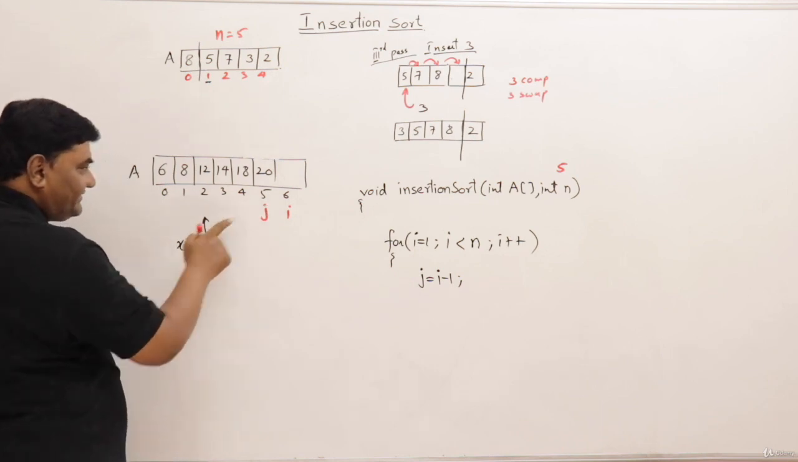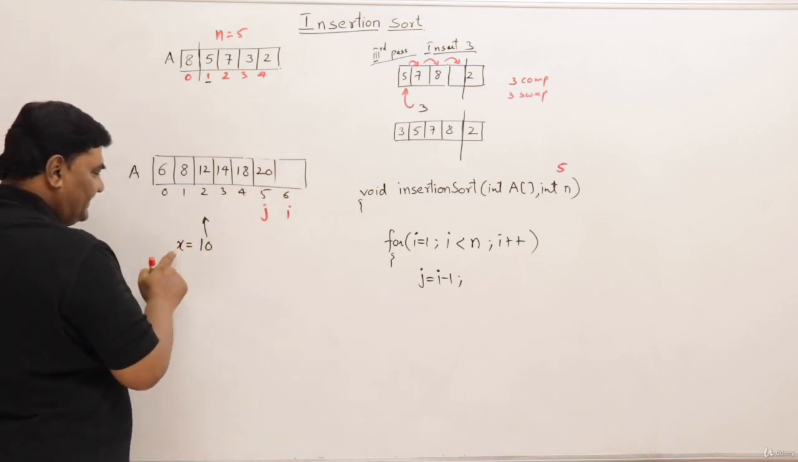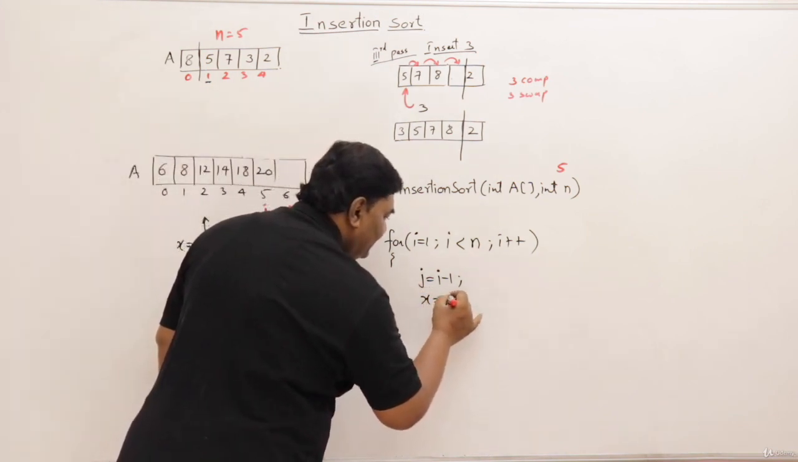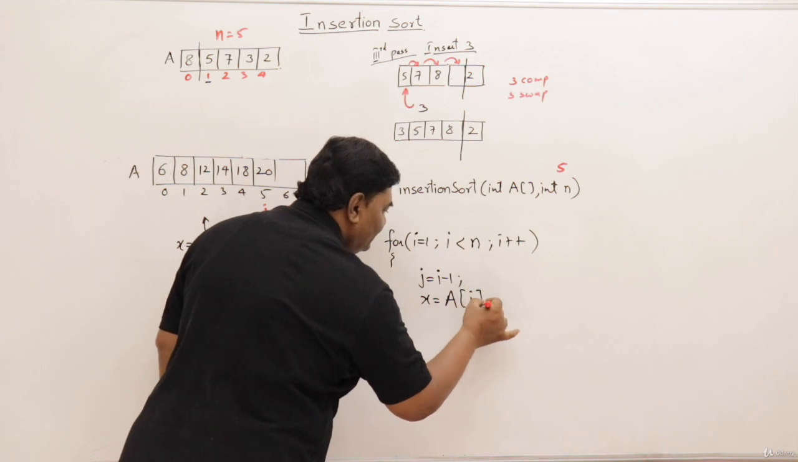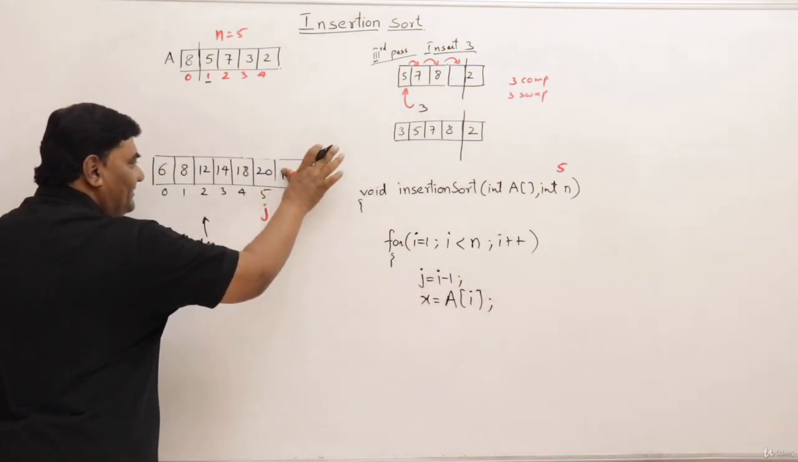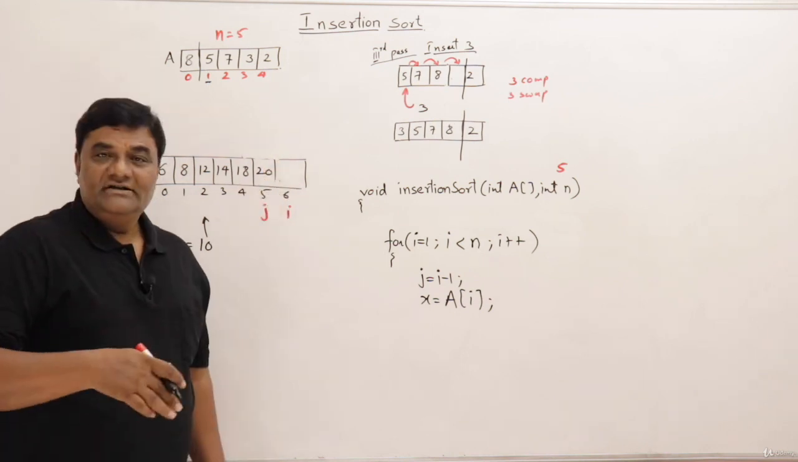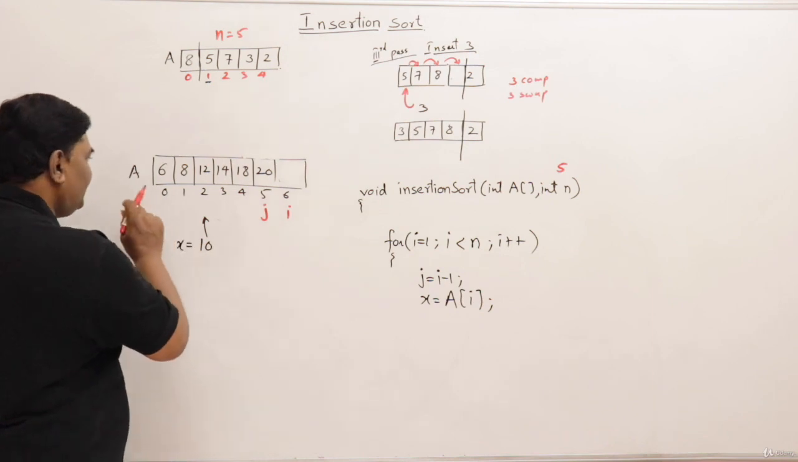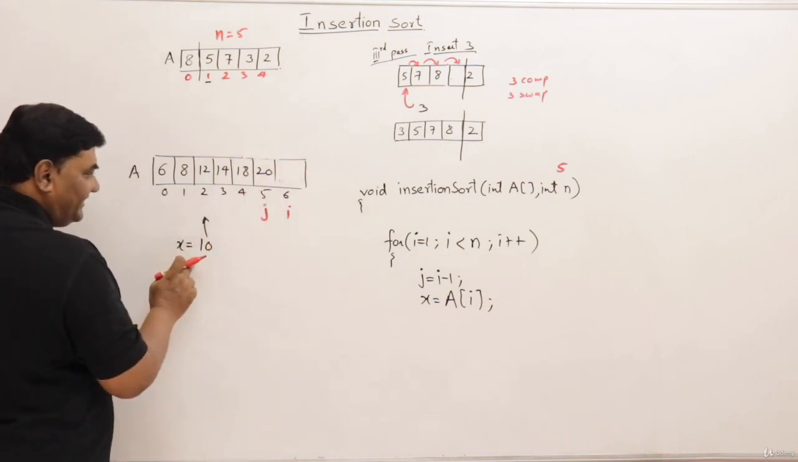And also I should take the last element wherever i is pointing, in x. So I will do this also: x assign a of i. That is the element that was present here, right? So I am taking it in x. Then what is the procedure? I have to shift all greater elements. So I should compare a of j with the element x.